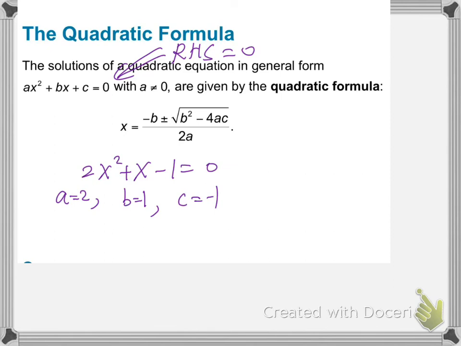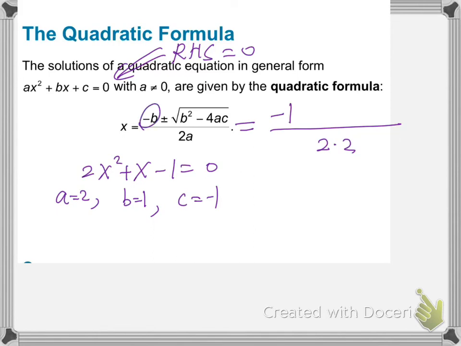If you cannot factor, and if you cannot use completing square method because here A is not 1, it's harder. Just remember the formula and plug in. So now let's replace ABC in the formula. A is 2, so here you have 2 times 2. B is 1, so this is negative 1.